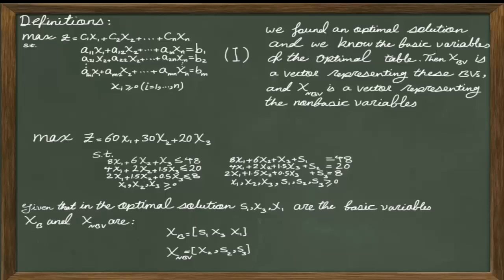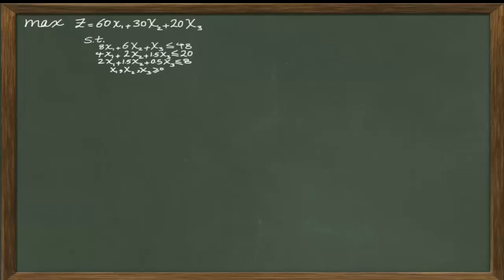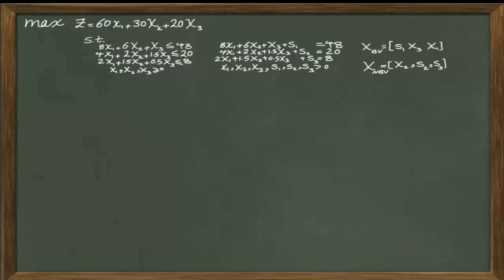The order of XBV and XNBV is not important as far as you keep that order consistent for forming all the related vectors and matrices. The only important thing is to always keep the consistency in terms of the order of decision variables in your vectors. So far we have this maximization problem. This is the standardized form for the constraints of the problem, and we have the vector XBV, which represents the basic variables, and XNBV, which represents the non-basic variables.